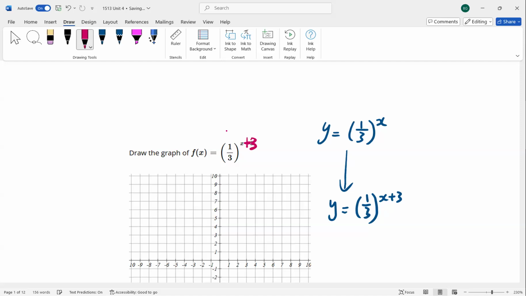This one is a little bit counterintuitive. We have seen similar before. So shifted to the left, yeah. Shift to the left 3 units.